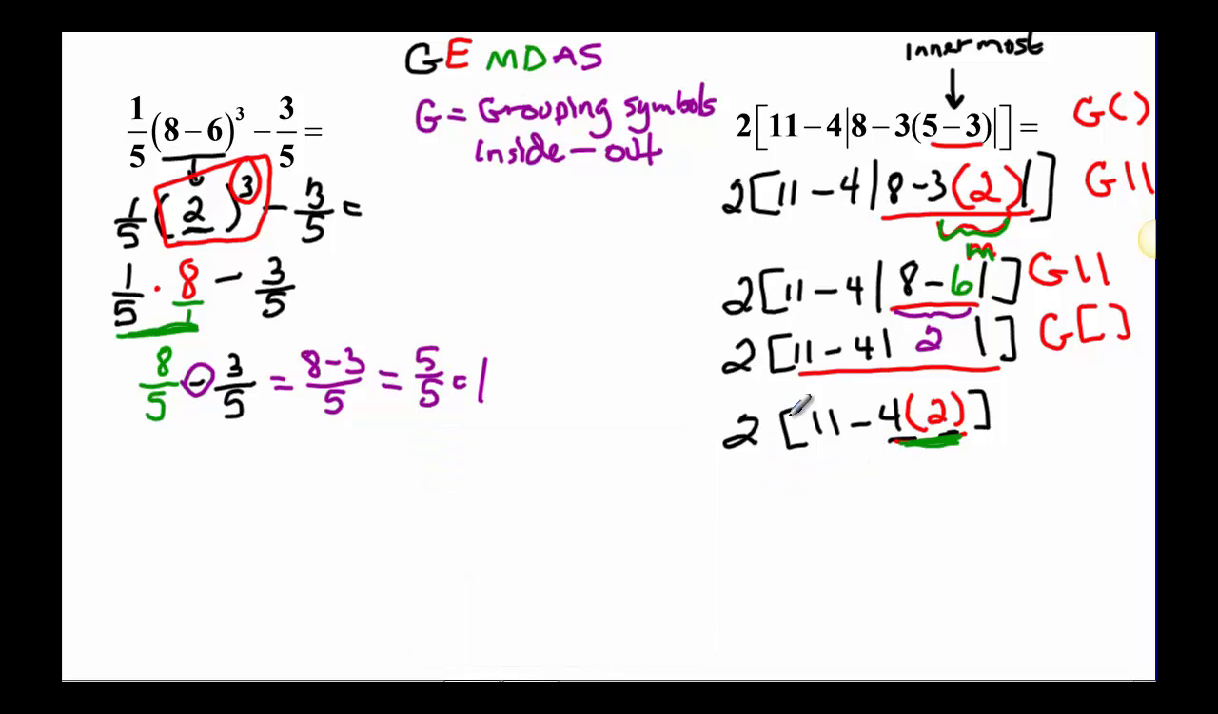So we have 2, bracket, 11, and then minus, and 4 times 2 is going to be 8. So we're still dealing with our grouping symbol, and now we can do the subtraction inside there. Oops, I meant that to be green. So we have, rewriting the problem, 2, and then inside this bracket we're going to do our subtraction. 11 minus 8 is 3. And then we have our multiplication, which is 2 times 3 equals 6.